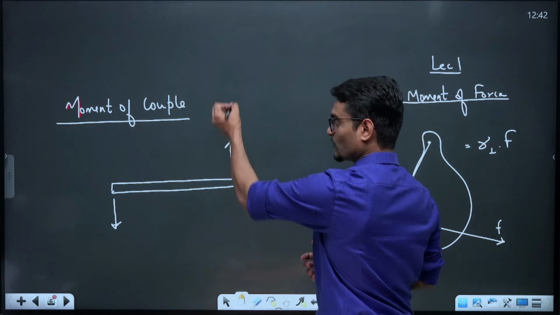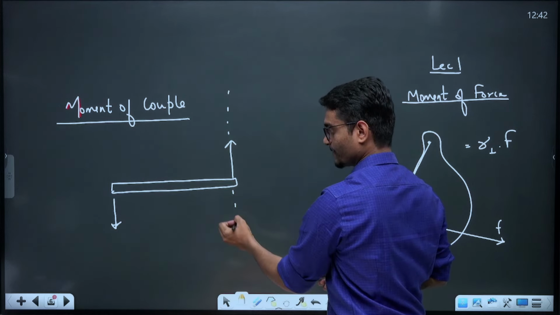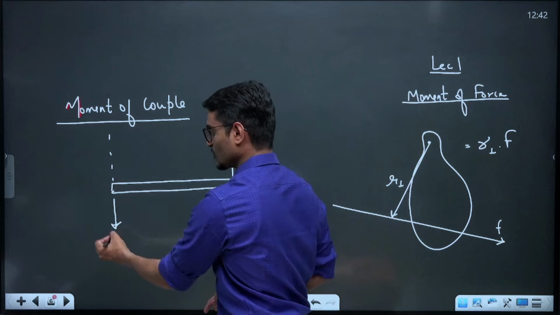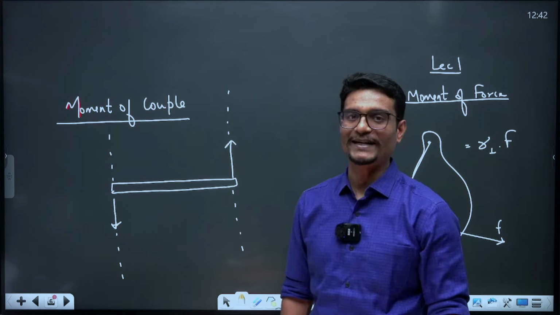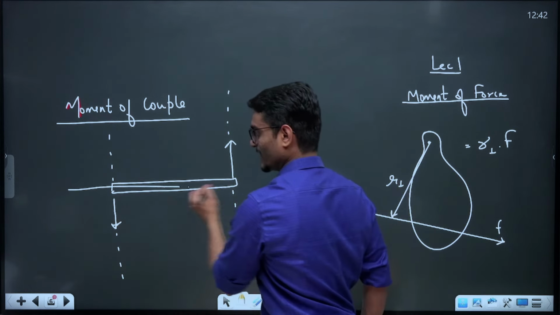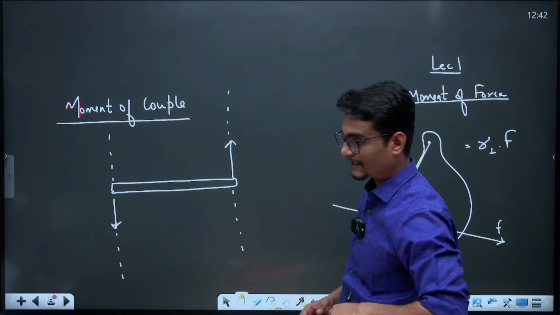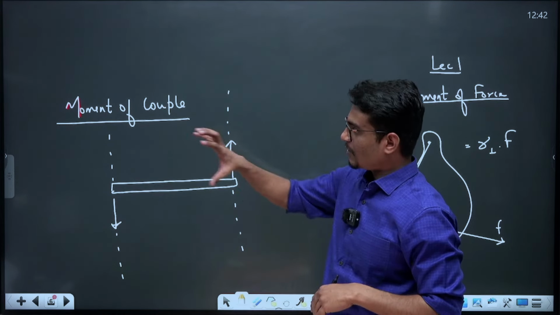Because the line of this force is this, you can see. While this force is acting along this line, the line is not same. Because you might think, sir, see na, this is the same line. No, not along the same line. Okay. So what is the moment of couple?